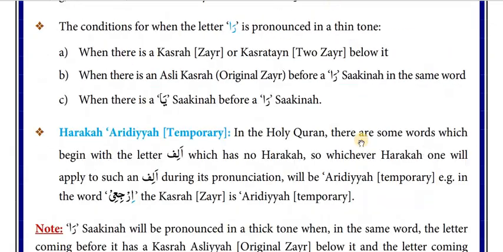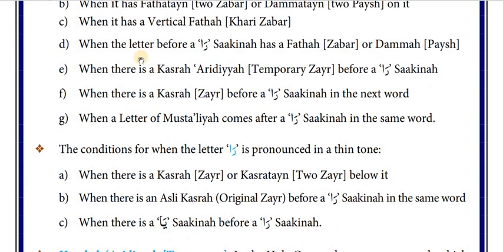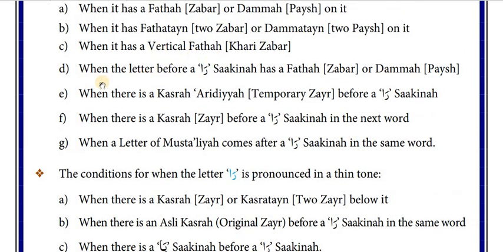Now next, when the letter before a ra sakina has a zabar or pesh, we have learned this rule. Next one, when there is a kasra arziya, a temporary zair, before a ra sakina.